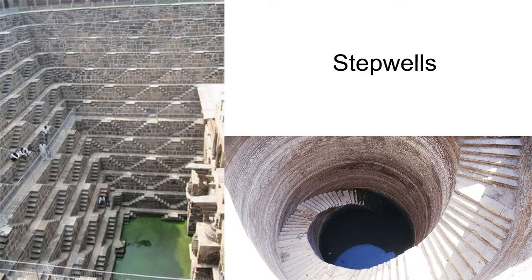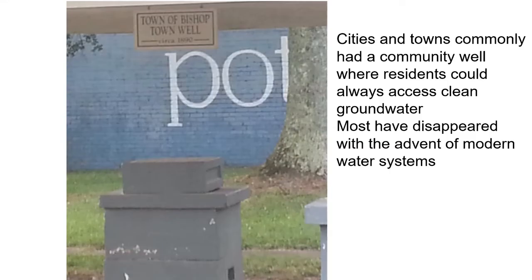I have all kinds of old-time examples of wells. These are step wells, one in India where they dug a well deep enough and people just walked down the steps and would get the water and take it out. A lot of cities and towns commonly had a community well that was protected, and people could go to that well and get the clean water that they needed.